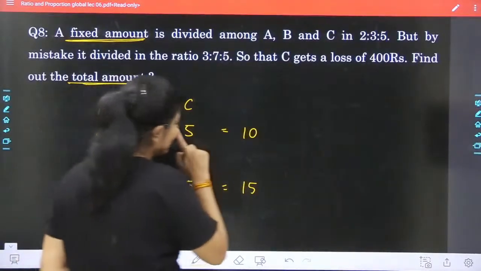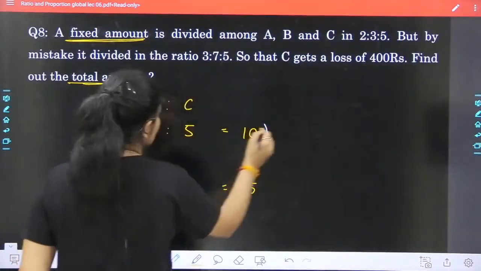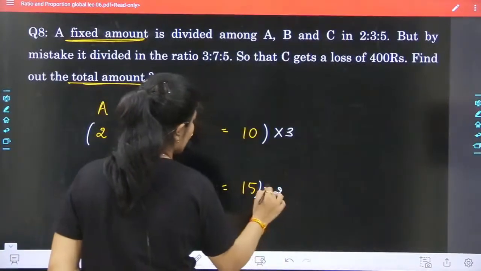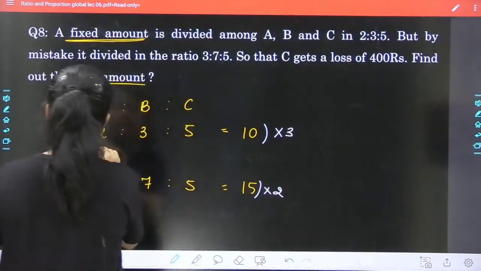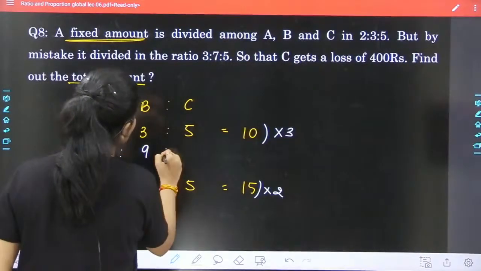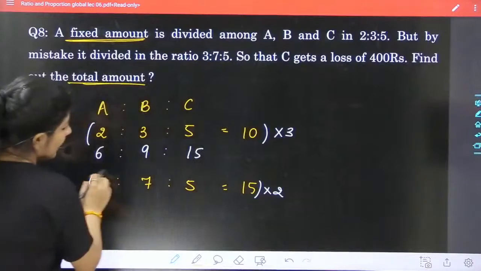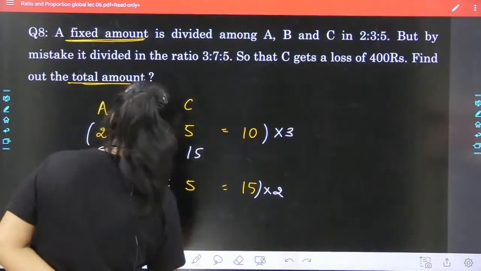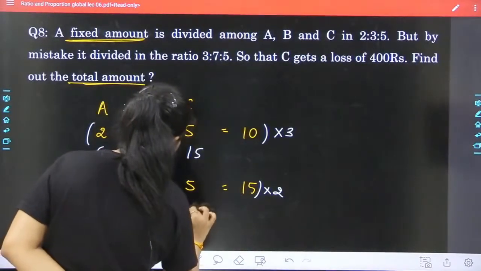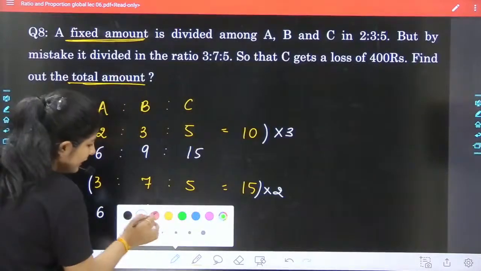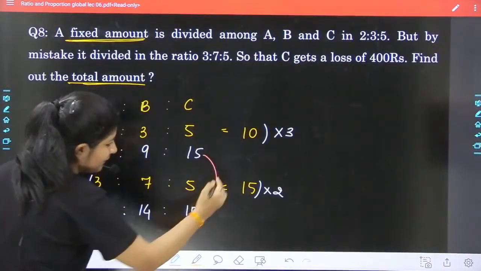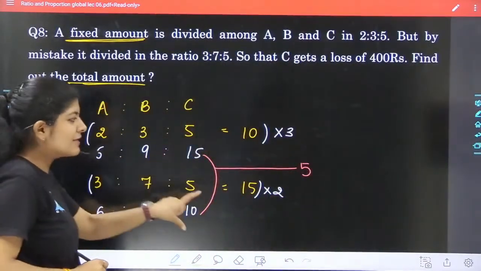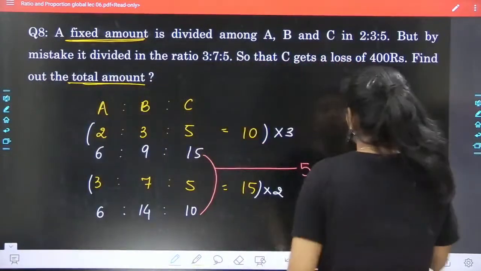So I simply multiply this term by 3 and this term by 2. So I'll get my new ratio as 6:9:15, right? And here I get my new ratio as 6:14:10, right? Here there is a difference of 5, and because of this difference C gets a loss of 400 rupees.